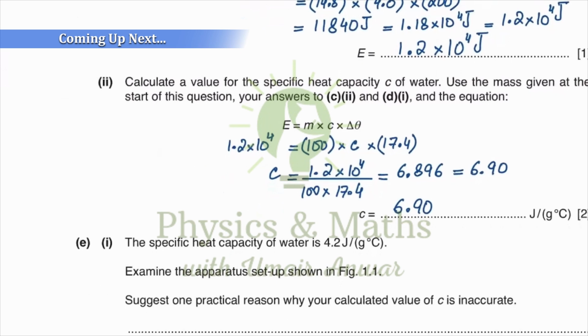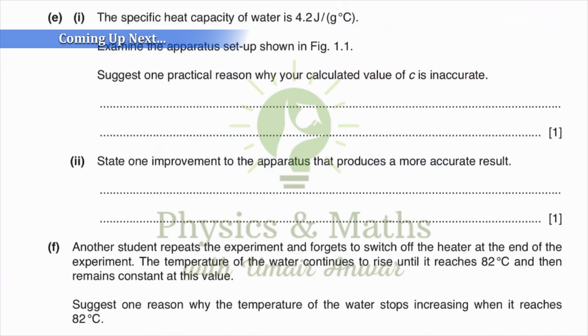The next part says the specific heat capacity of water is 4.2 joules per gram per degree centigrade. Examine the apparatus setup shown in 1.1. Suggest one practical reason why your calculated value of C is inaccurate.